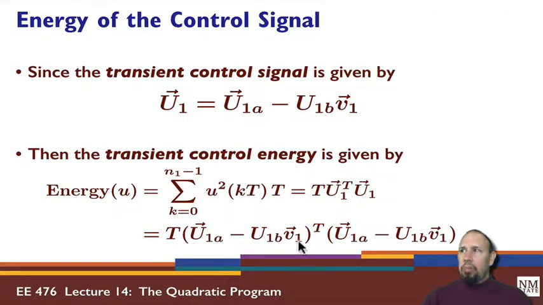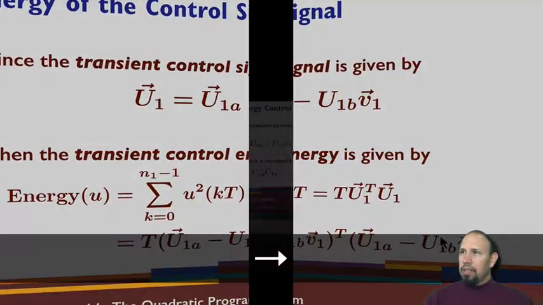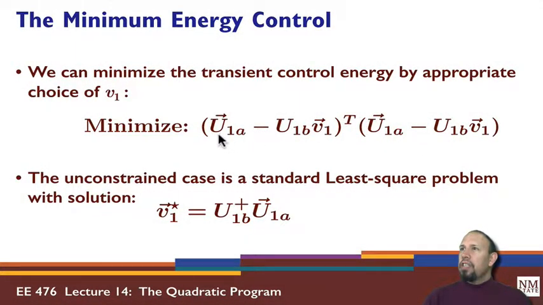And so in terms of the values of v1, this constant actually doesn't affect where the minimum is, the minimizing v1. It only affects the overall final energy. It does affect the final energy, but in terms of the minimizing value, it doesn't affect what actually creates the minimum. Okay, so we're going to ignore that sampling period when we do this minimization. So we can minimize the transient control energy by appropriate choice of v1 this way.